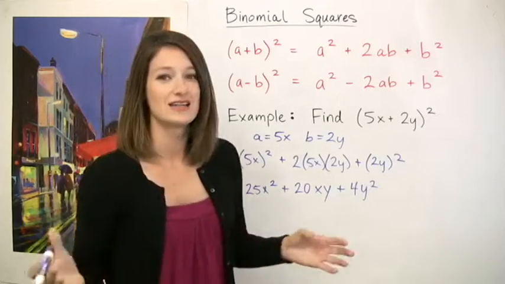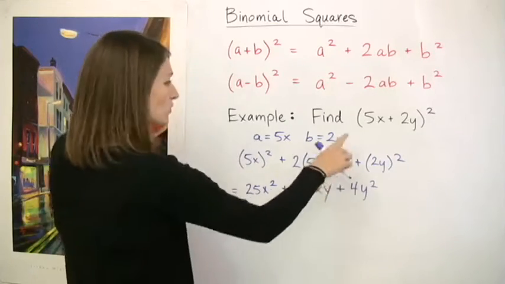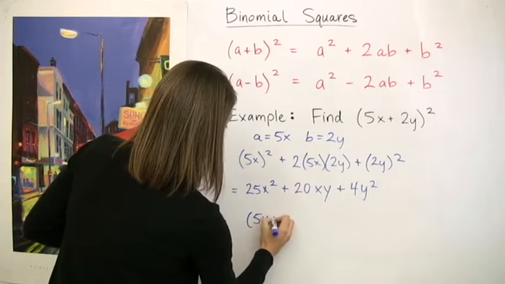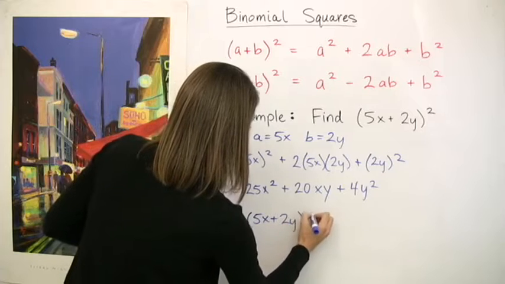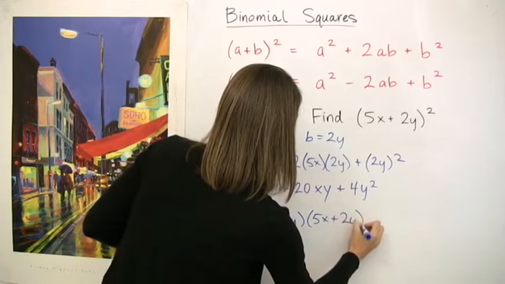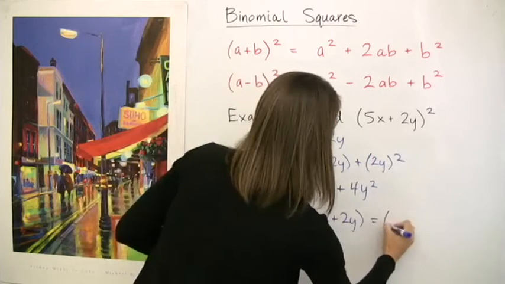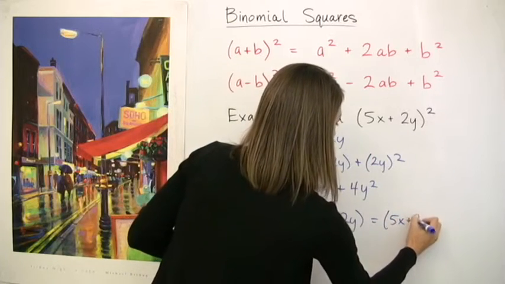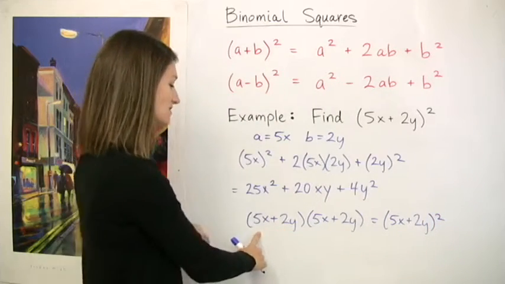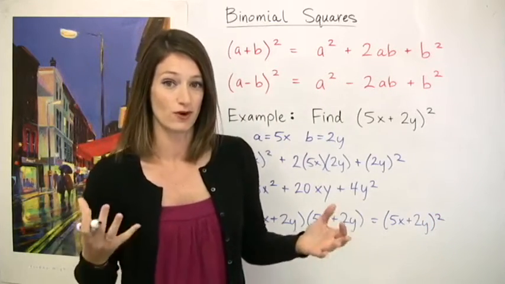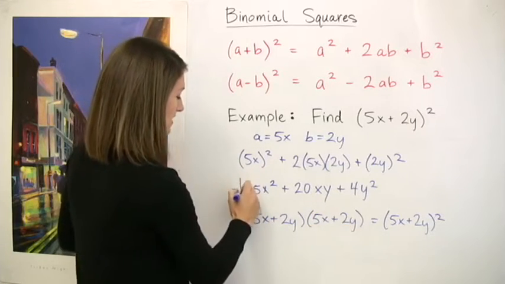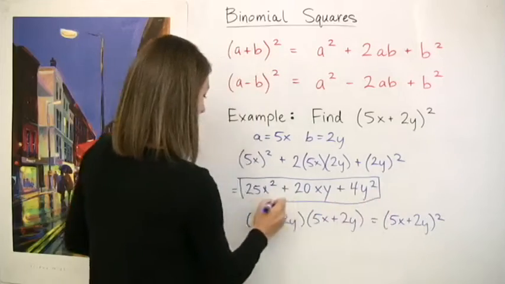Now you also find, and you can check this yourself, if you were to write this out as 5x plus 2y times 5x plus 2y, this is the same as this here, 5x plus 2y squared. Now if you were to use the two methods that you've learned previously, either the vertical method or FOIL, and find the product, you would get this same answer.